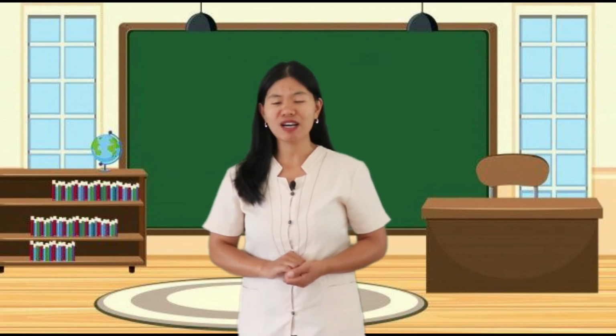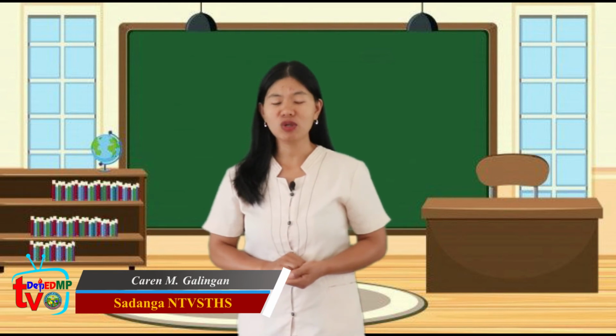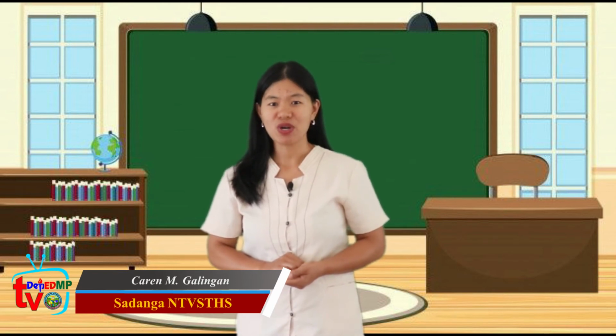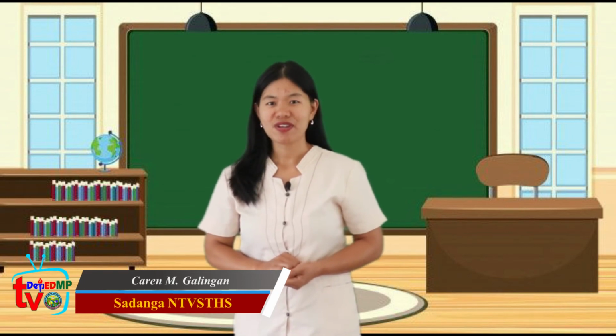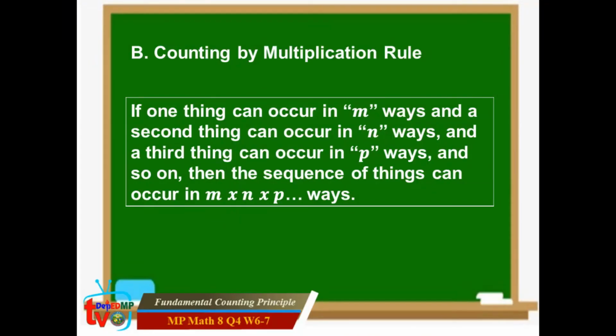The fundamental counting principle using the tree diagram is not always a practical method when it involves many and large number of choices. It would be too complicated to be presented in a diagram. Thus, let us look at the rule that is the most practical method to use. Second method is by counting by multiplication rule.